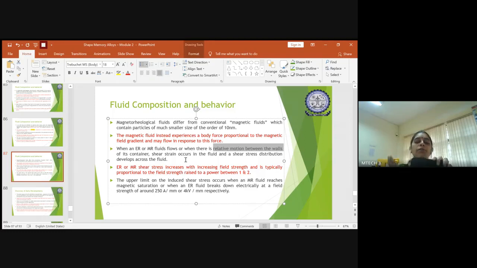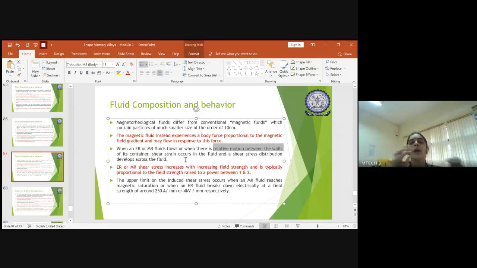Based on the modes, one plate could be moving or both plates could be moving. So this relative motion is caused by the moving of the plates with respect to the fluid. Due to this movement, shear strain will occur in the fluid, and due to the shear strain, shear stress will be developed in the entire fluid.